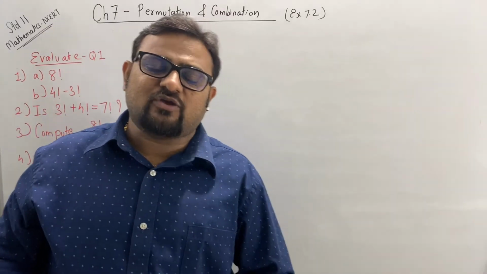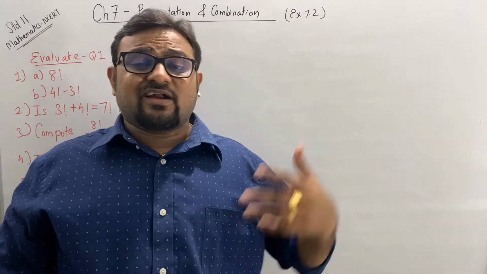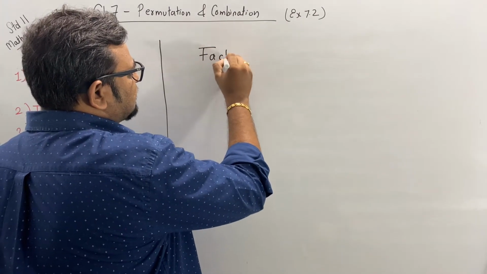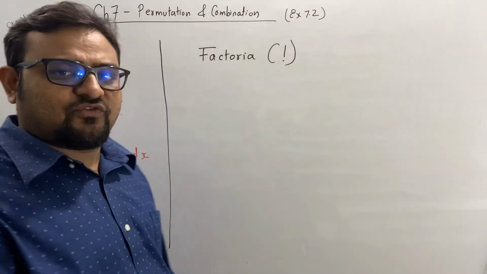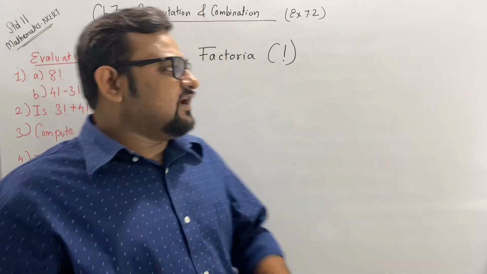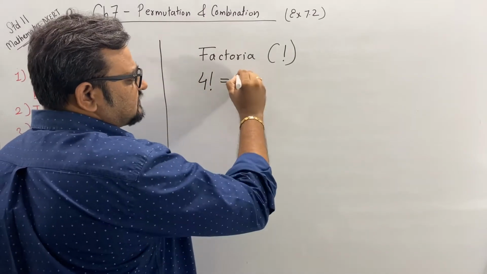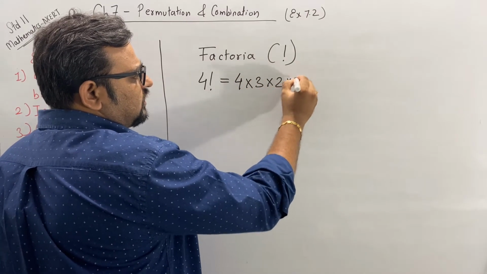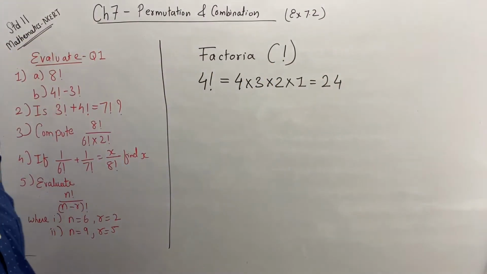Till now, you have studied the mathematical operations such as addition, subtraction, multiplication, division. Now, a new mathematical operation, that is factorial. And this is the symbol for factorial. Now, what is this factorial? If I write down 4 factorial, then that means it will be 4 into 3 into 2 into 1, that is equal to 24. Clear?